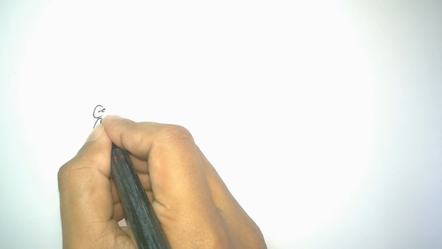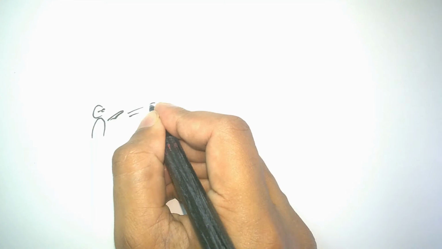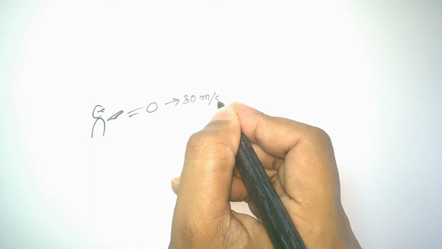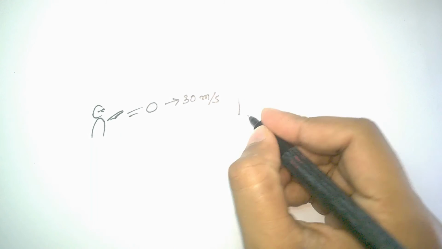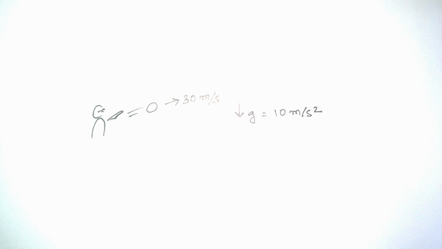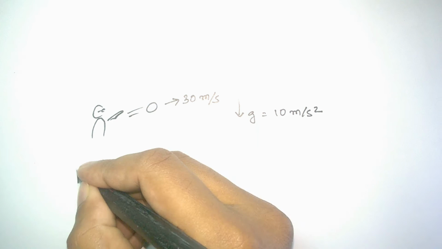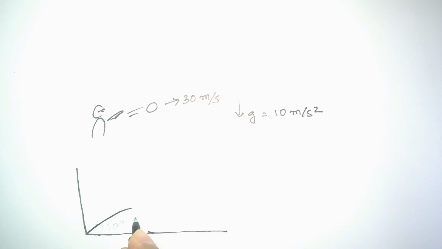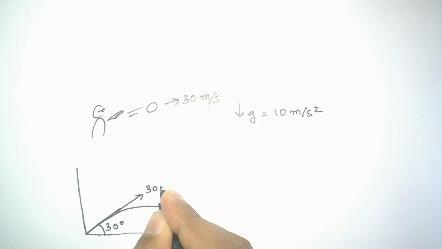Now let us understand it with an example. Consider yourself standing as a fielder on a ground. The maximum speed at which you can throw a ball is 30 meters per second. Now let us take the acceleration due to gravity as 10 meters per second squared. It is 10 meters per second squared for ease, since it is just an example to explain it in the easiest possible way. Now try throwing the ball at 30 degrees from the horizontal.